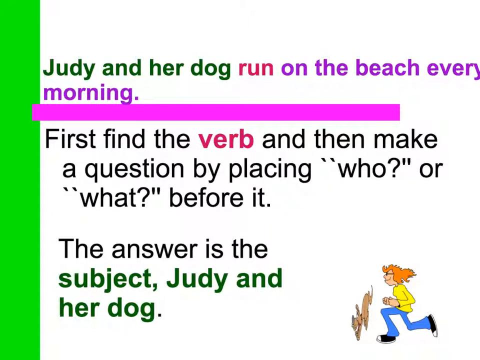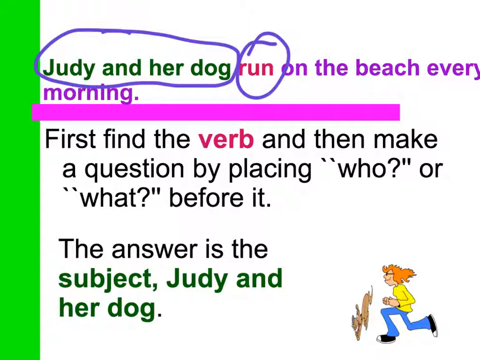Okay, so first we're going to find the verb and then make a question by placing who or what before it. And the answer is the subject. So, for example, the verb is run. So who or what did the running? Judy and her dog. So that is the subject.